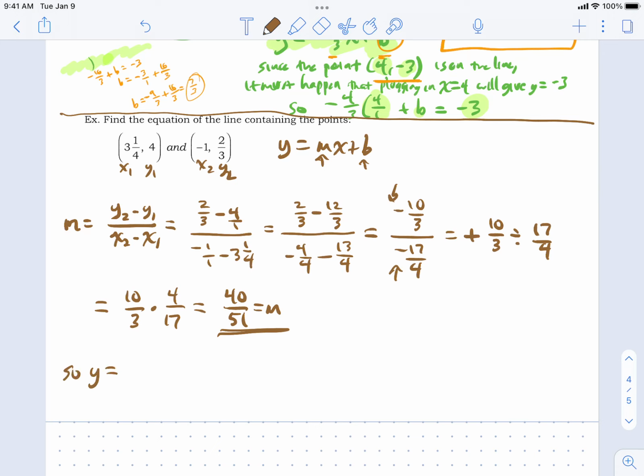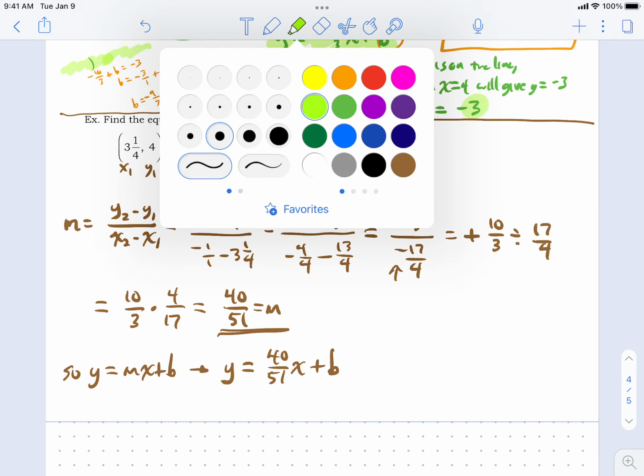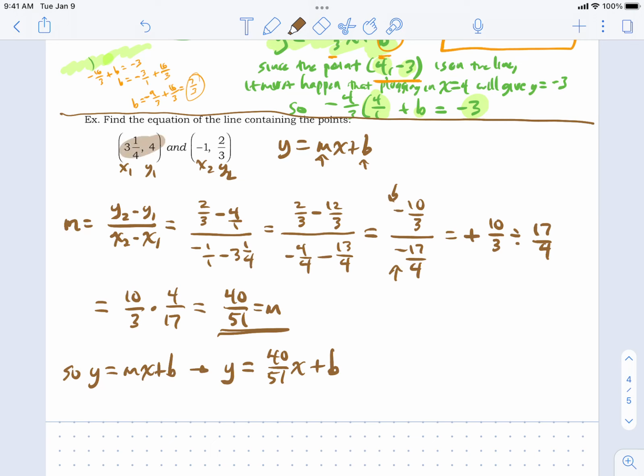So y equals mx plus b means that we know y equals 40/51 x plus b. We need the b, which means now, let's change this to, can I highlight in brown? What will that look like? It worked. Okay. So to get the b, I should look at these two points and pick one. I think I like the idea of plugging in x equals -1 instead of 3 1/4. So let's not pick that one. Let's pick this one.